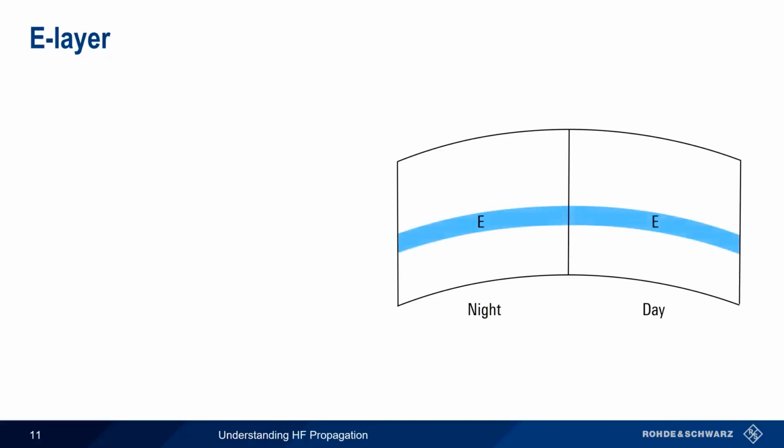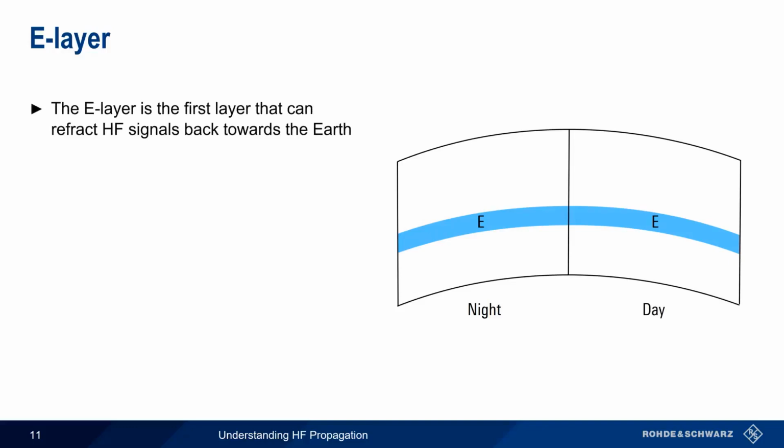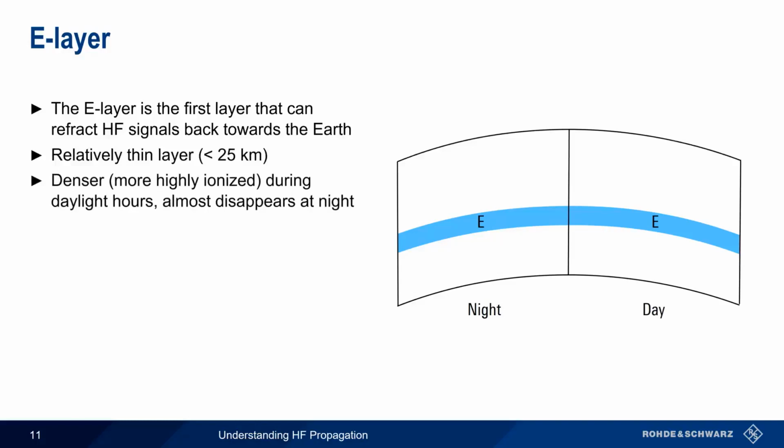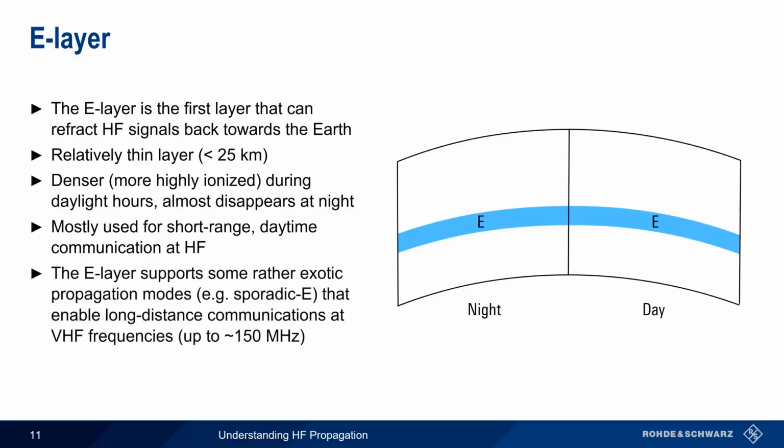The next highest layer, the E layer, is the lowest layer of the ionosphere that can refract HF signals back towards the Earth, and is the lowest layer that supports skywave propagation. Compared to the other layers, it's relatively thin, usually around 10 kilometers or so. The E layer is much more dense, that is, ionized, during the day, but unlike the D layer, it doesn't completely disappear at night. Aside from mostly short-range daytime communications and a few other special cases, E-layer propagation is not commonly found in HF. Note, however, that at VHF, the E layer is very important and supports some rather exotic and less predictable propagation modes, such as sporadic E, that make long-distance communication over thousands of kilometers possible, even at the relatively high frequencies of VHF.